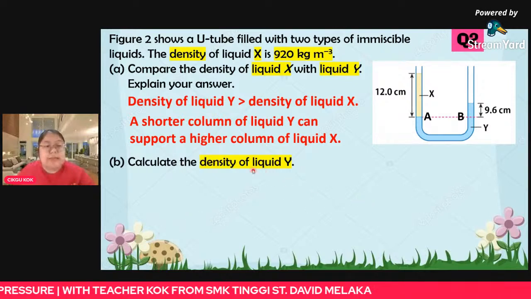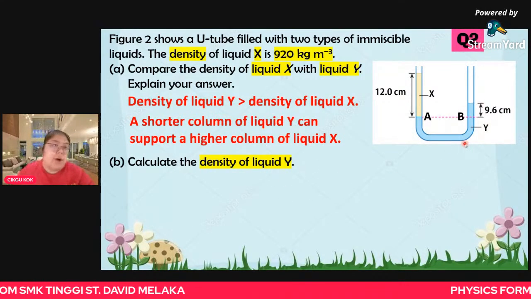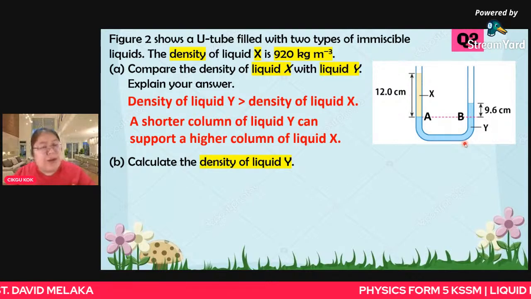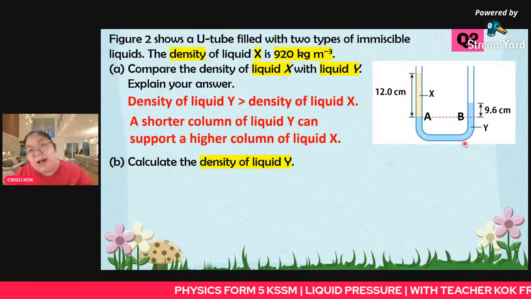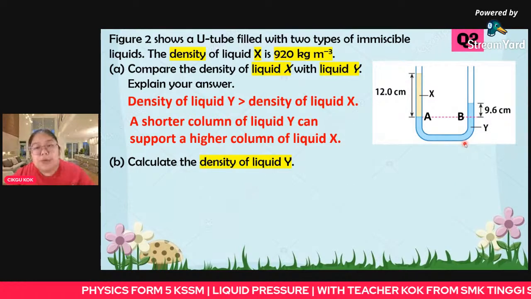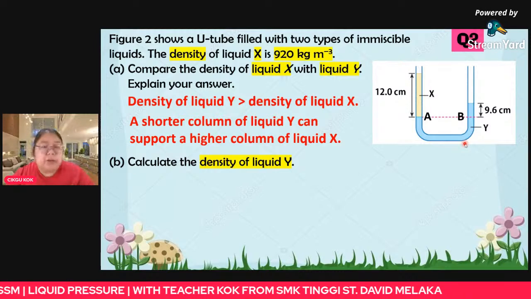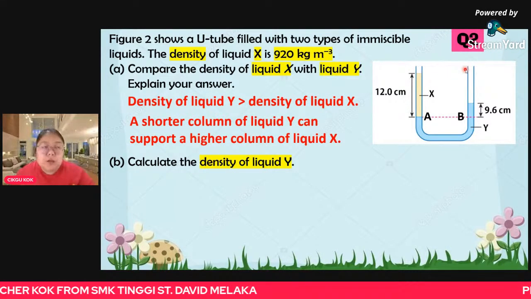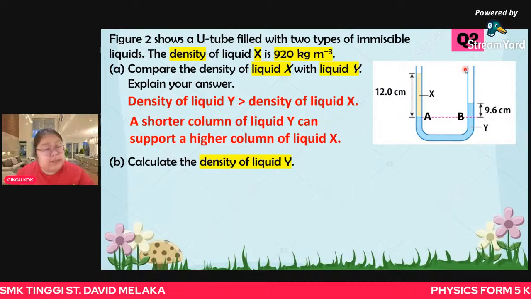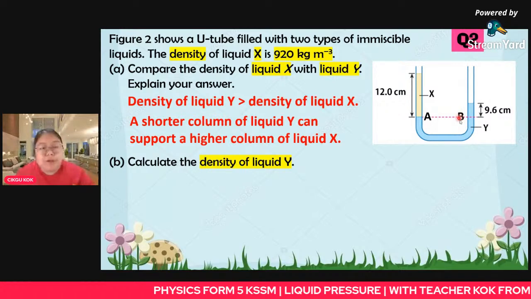Can you calculate the density for the Y? Calculate the density for the Y. The function is almost like this: they always ask you to find the density of another liquid. Important, you need to know that in these two situations we just ignore atmospheric pressure because both are open. Then same level, same pressure, so pressure A is the same as pressure B.